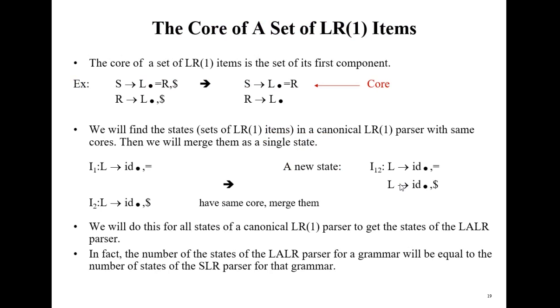Now we'll see how to merge the sets. There are two sets, I1 and I2. In these two sets, the core parts are the same. The look aheads are different. So we can merge these two sets and the new set is named I12. Since the name of the first set is 1 and the name of the second set is 2, the name of the new set is I12.